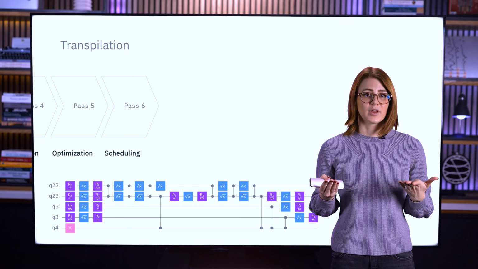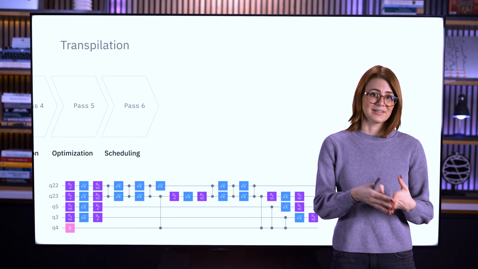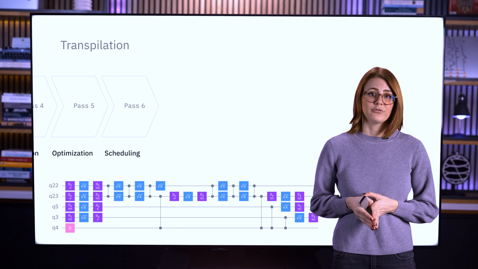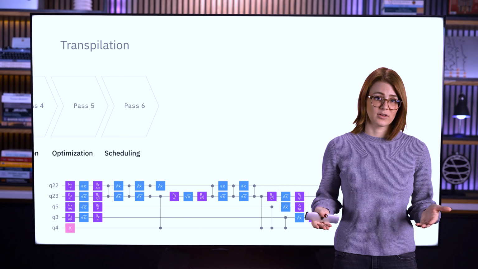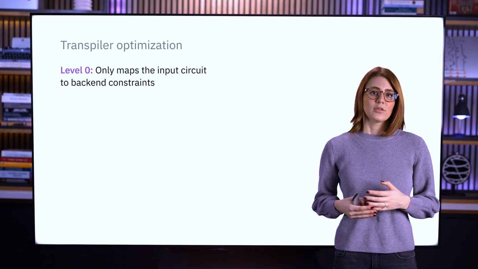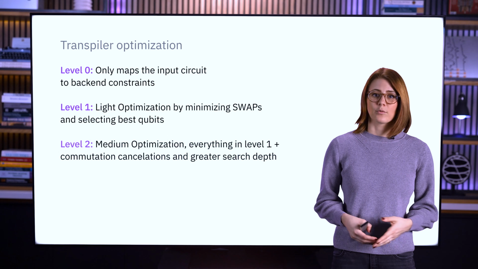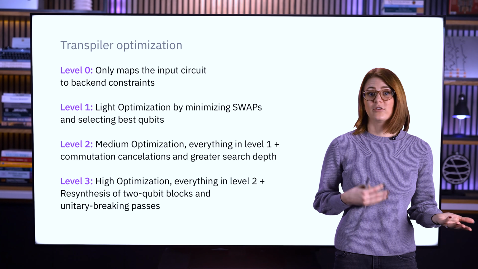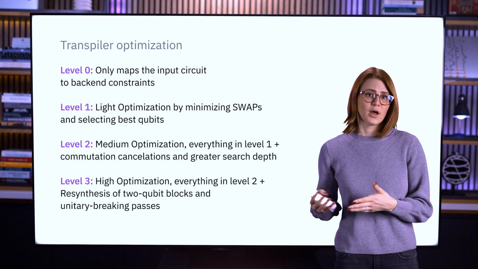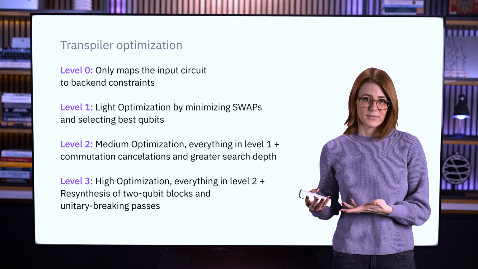At a high level, scheduling can be thought of as inserting delays into the circuit to account for any idle time on the qubits between the execution of instructions. So like I said, there are 4 optimization levels ranging from 0 to 3, where higher optimization levels take more time and computational effort, but you might end up with a better circuit.